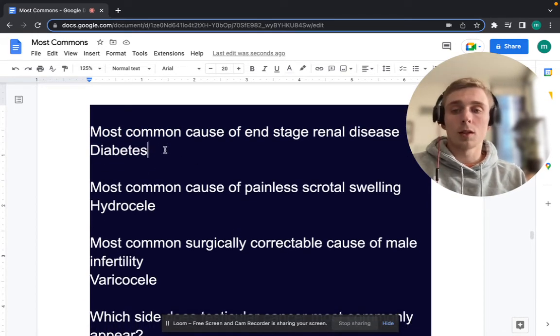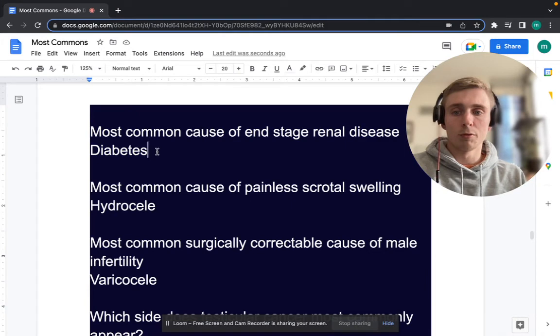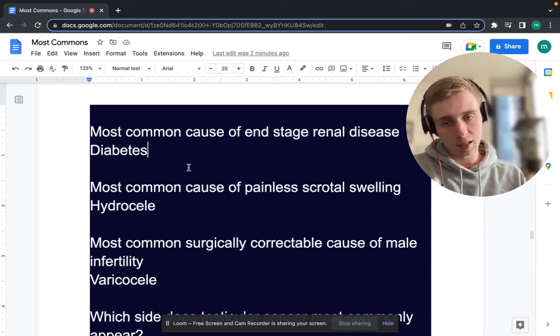Also, the SGLT2 inhibitors can help as well, like canagliflozin and the other ones with flozin at the end. Those can also help heart failure as well as end-stage renal disease in diabetics. But the most common cause of end-stage renal disease is diabetes.